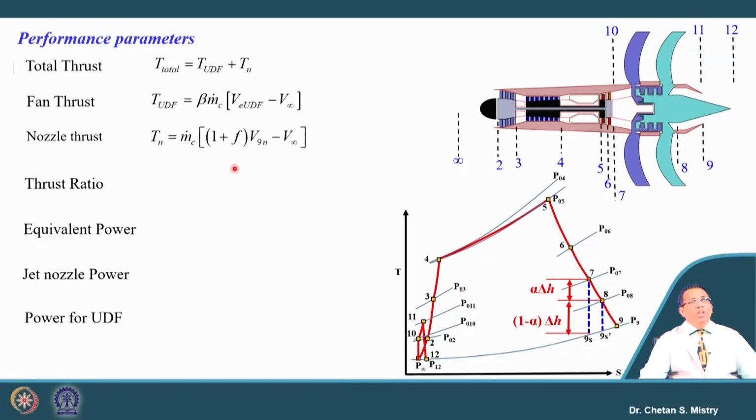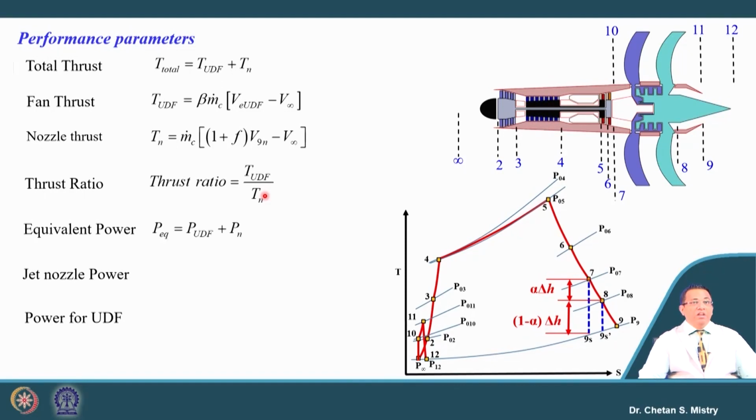There is one more interesting parameter that has been defined mainly for this prop fan, that is the thrust ratio, and the thrust ratio is the ratio of thrust generated by the unducted fan divided by thrust generated by our core engine.